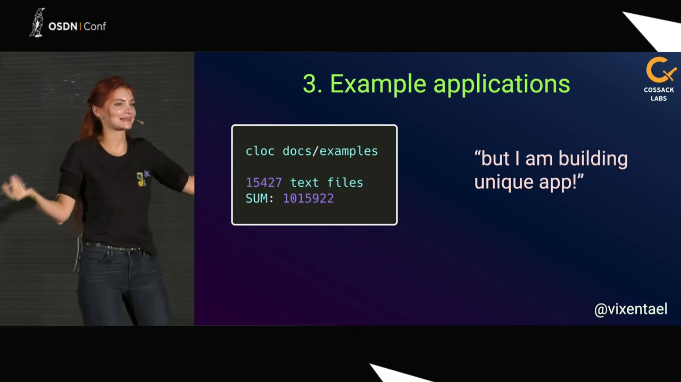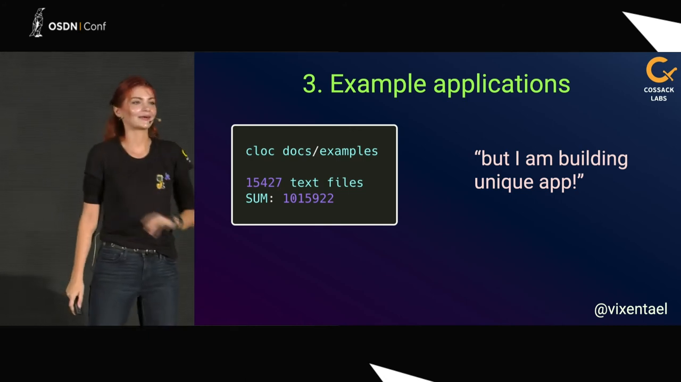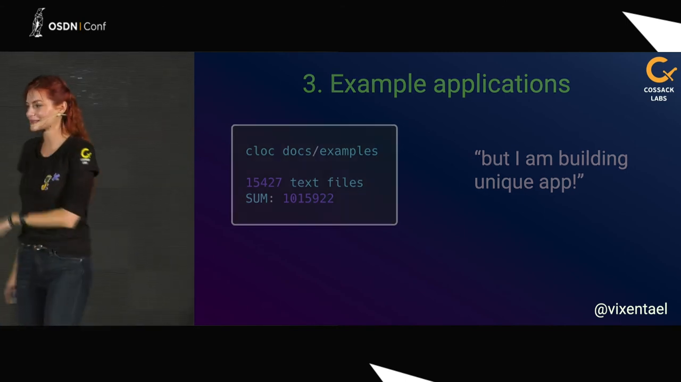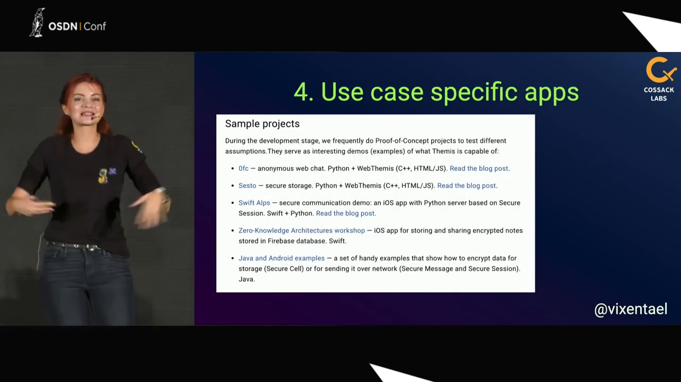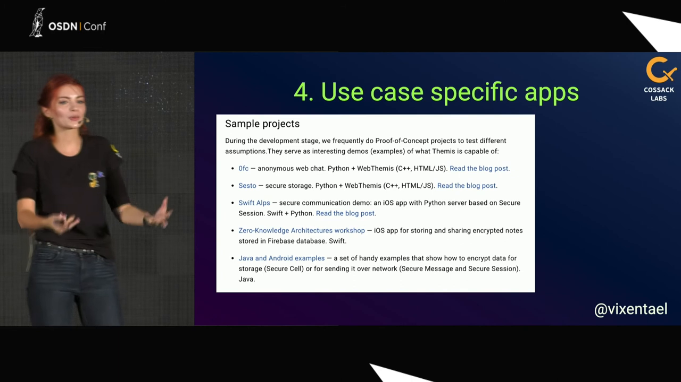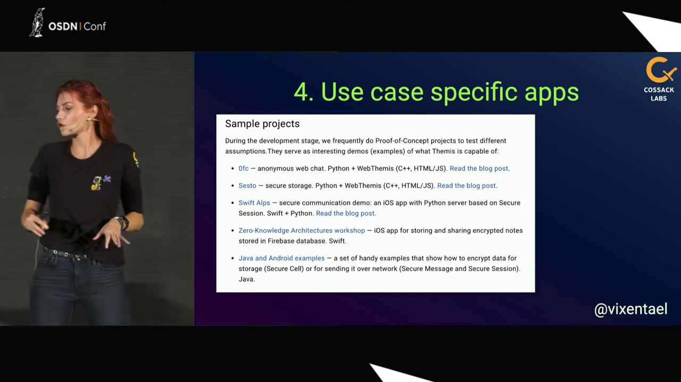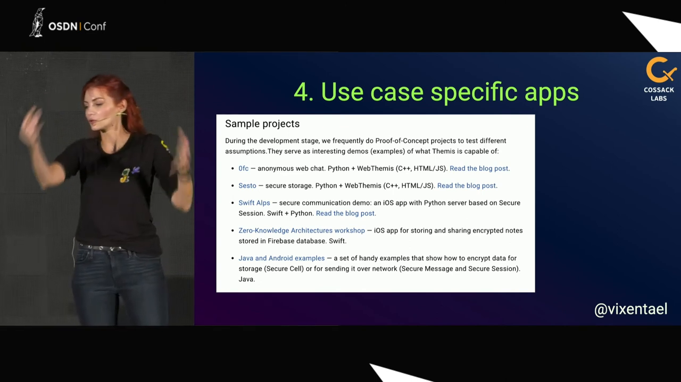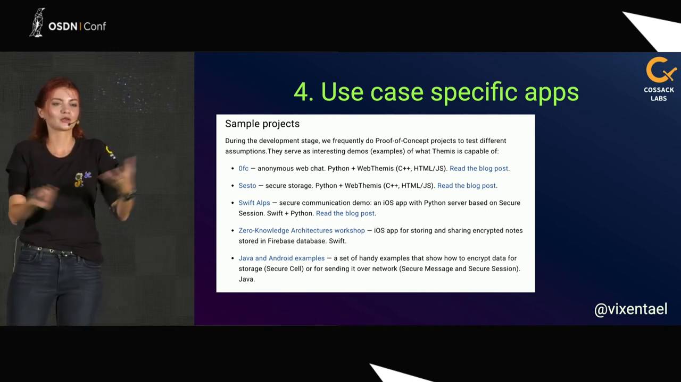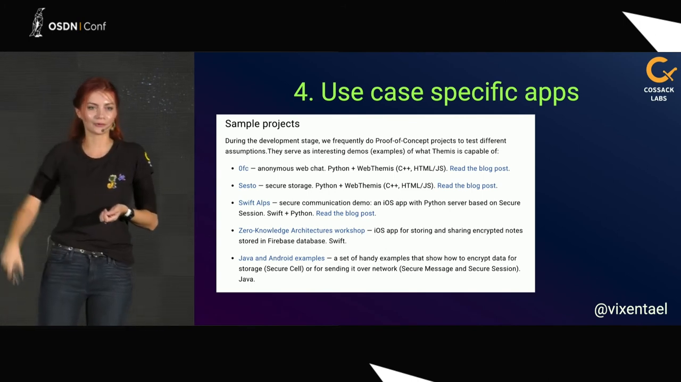Because cryptography is complicated, apparently, right? And we thought, okay, we can handle it. And our step number four was to create a lot of use case specific applications, tutorials, like real applications, free and open source, end-to-end encrypted chats. Some secret storage-like applications. You know, real applications for real use cases. And obviously to support them, add these lines of code to our lines of code.